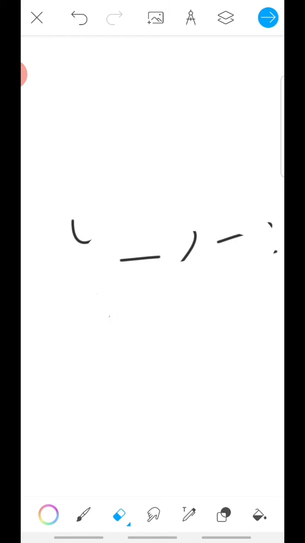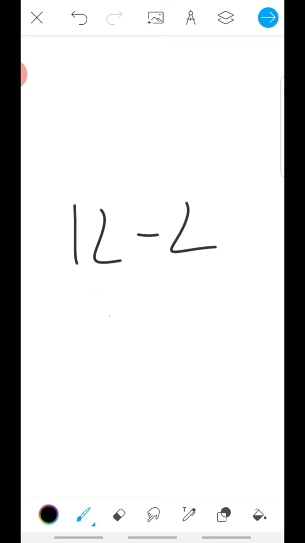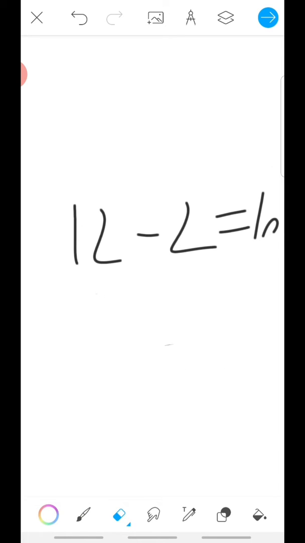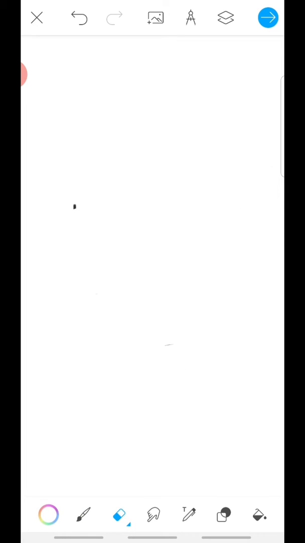So let's try a harder one now. Let's say something with 10 sides. Let's even say 12 sides. Okay? 12 minus 2 is equal to 10. 10 times 180 is equal to 1,800 degrees. So I think you understand what I mean now, okay?